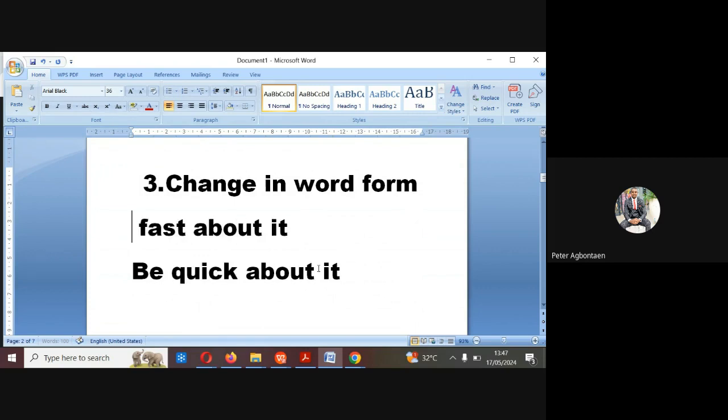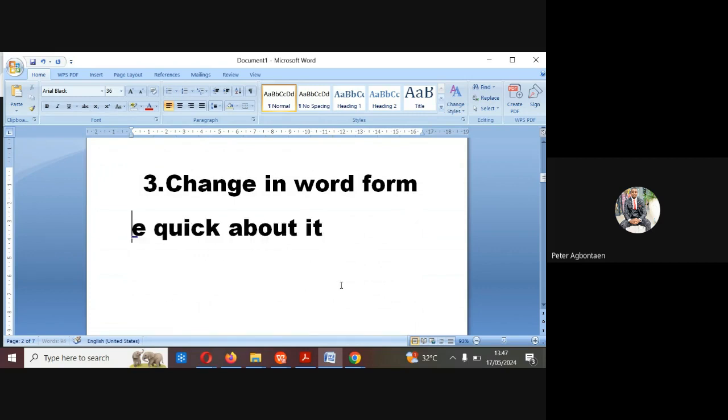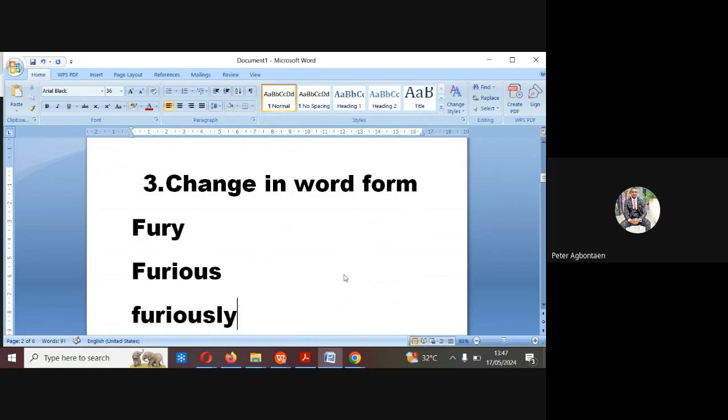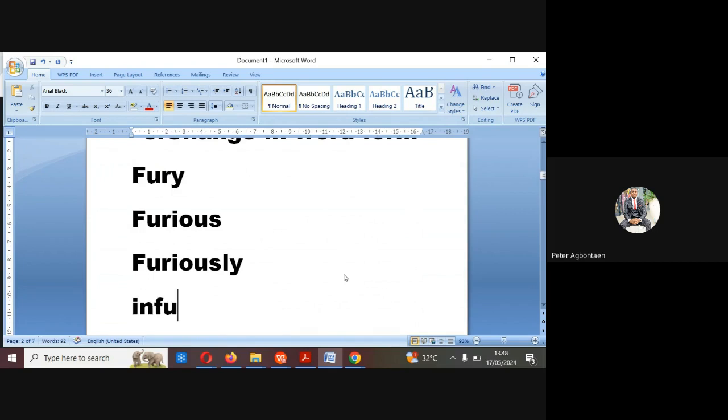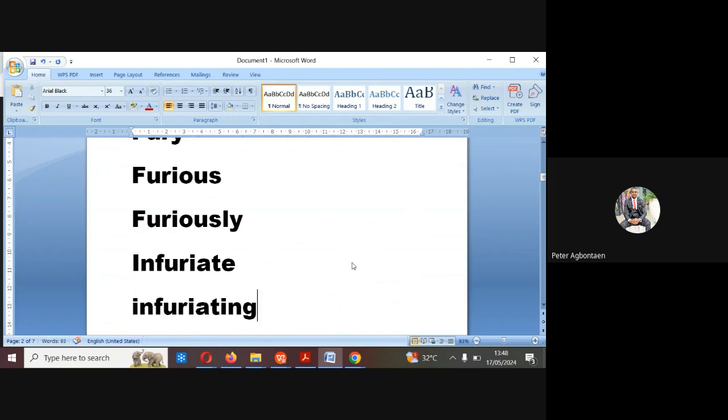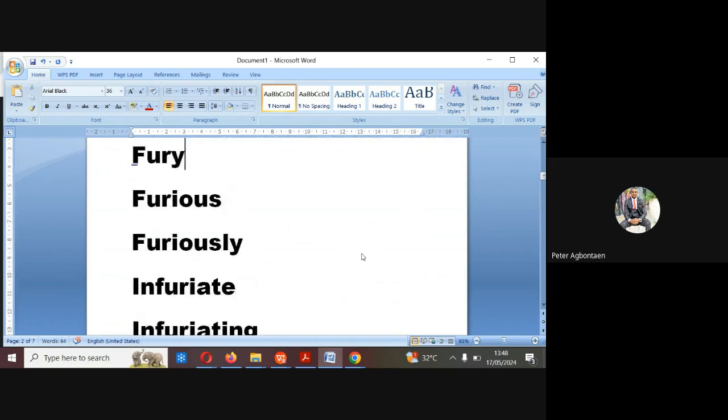All right, and so let me give you a simple example. Let's assume you have the word fury, for instance. Now there are other family members of the word fury. An example is the word furious. So apart from furious, you have furiously. Apart from furiously, you have infuriate. Apart from infuriate, you have infuriating. Apart from infuriating, you can have infuriated, and so on and so forth. So these are family members.